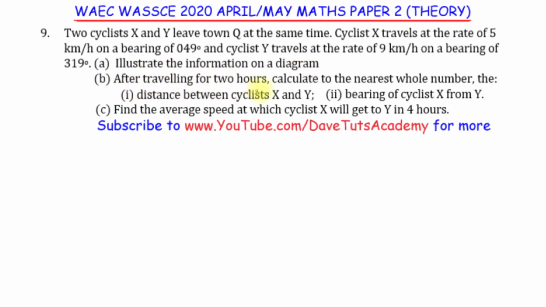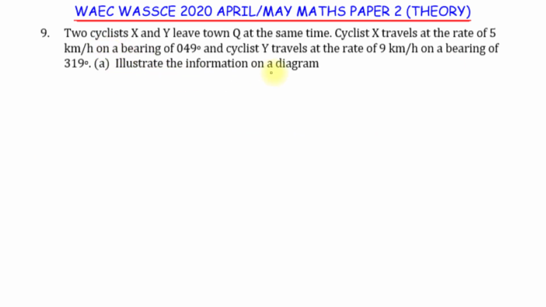Then, after traveling for 2 hours, we are to calculate to the nearest whole number the distance between cyclist X and Y, and then the bearing of cyclist X from Y, and finally we are to find the average speed at which cyclist X will get to Y in 4 hours. So our first mandate is to illustrate the information on a diagram.